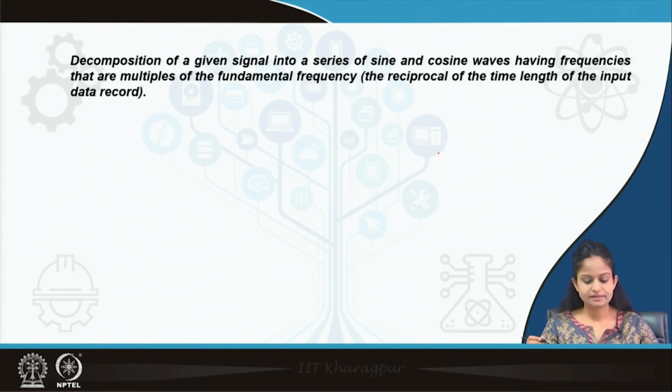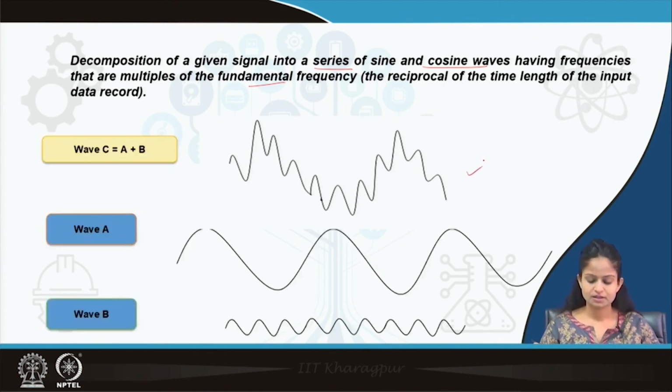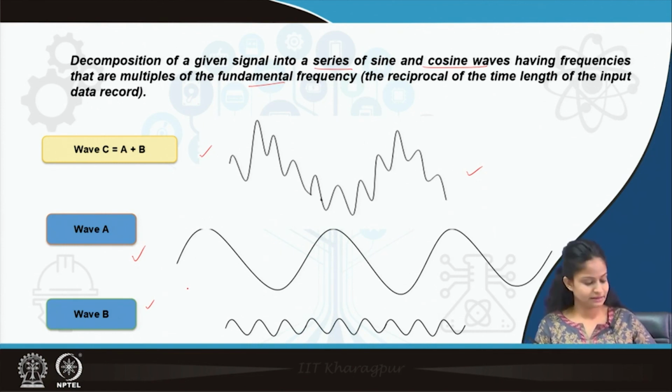So, the decomposition of a given signal into a series of sine and cosine waves having frequencies that are multiples of the fundamental frequency, which is the reciprocal of the time length of the input data record. So this is wave A, wave B, and this is wave C. We get wave C, and finally it is decomposed into wave A and wave B, and in this way we get various parameters of frequency domain analysis, which are multiples of the fundamental frequency.